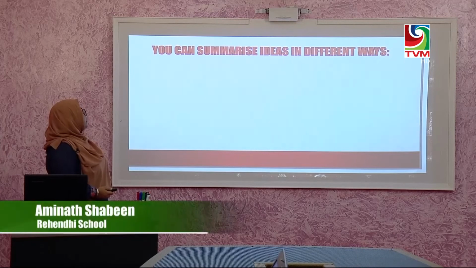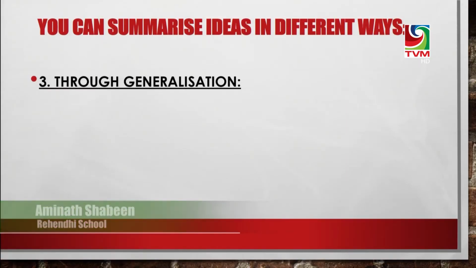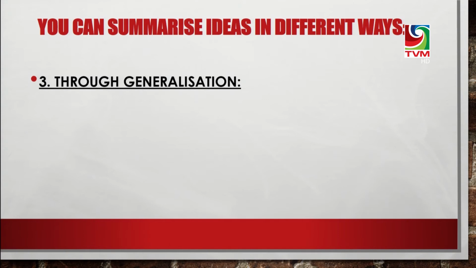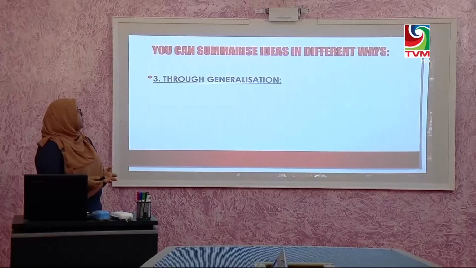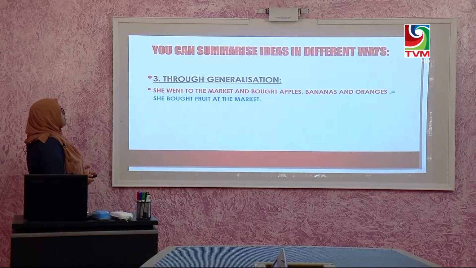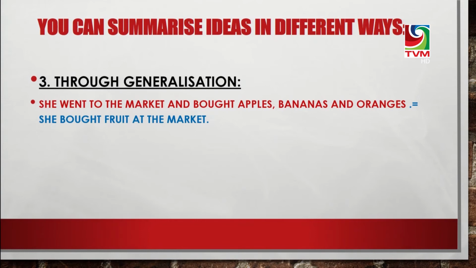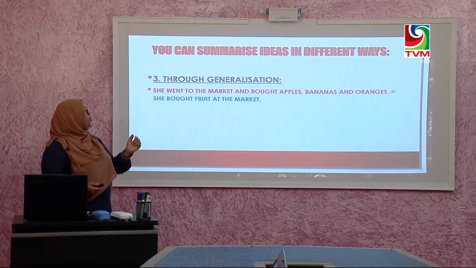You can summarize ideas in some more ways through generalization. Here you need to understand, when we are given a text specially to summarize, there will be a lot of extra information. So you need to categorize and group them. So let's see how we can generalize it. She went to the market and bought apples, bananas and oranges. So here we have generalized it, categorized and grouped. Apple, banana and orange fall under the category of fruit. Therefore, she bought fruit at the market.